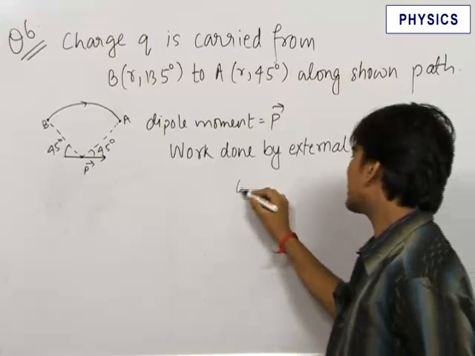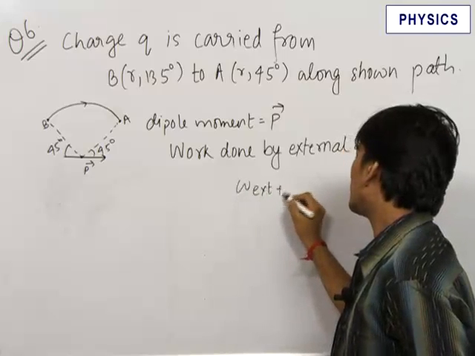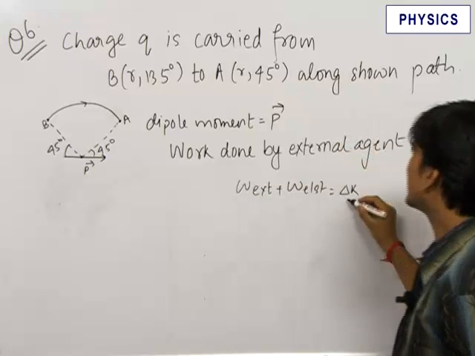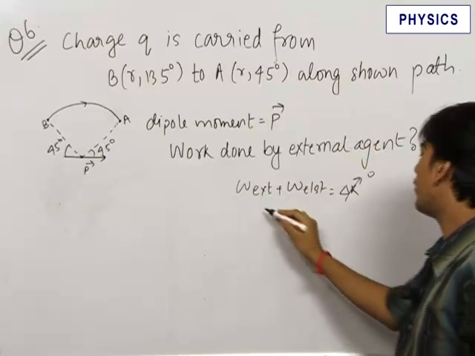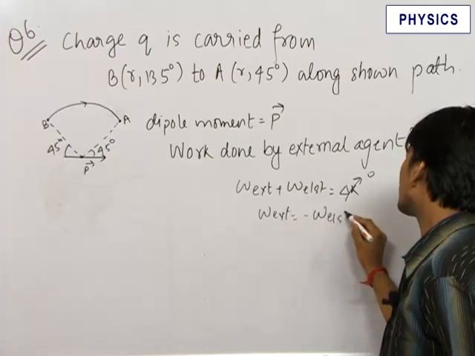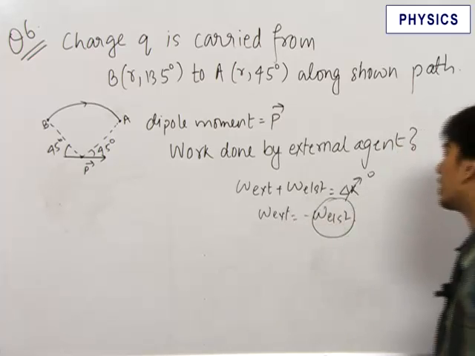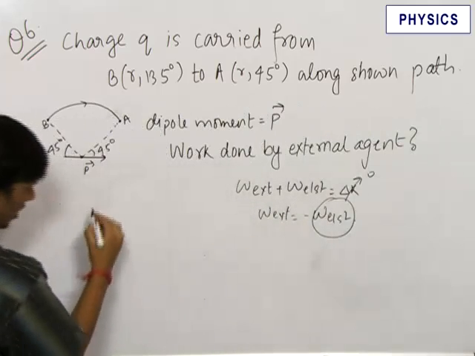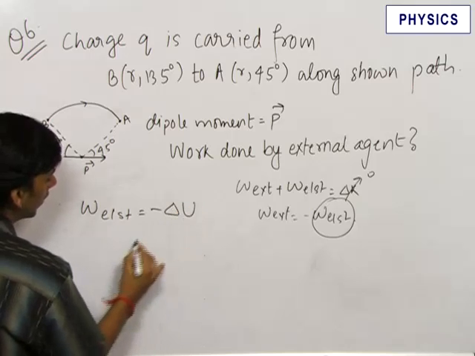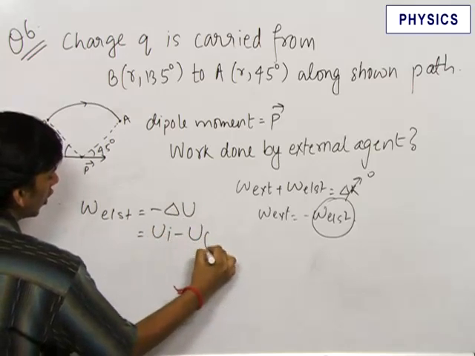So let us write work done by external plus work done by electrostatic is equal to delta K, which is 0. Therefore work done by external is equal to negative of work done by electrostatic force. Therefore we need to find out the work done by electrostatic force now. Now we know that electrostatic force is a conservative force, therefore this is equal to minus of delta U. This is equal to U initial minus U final.